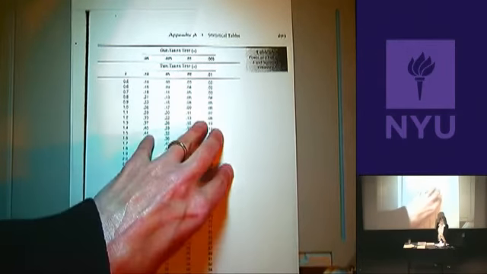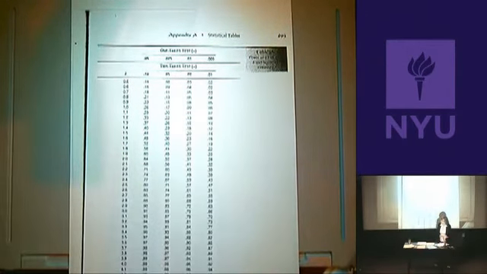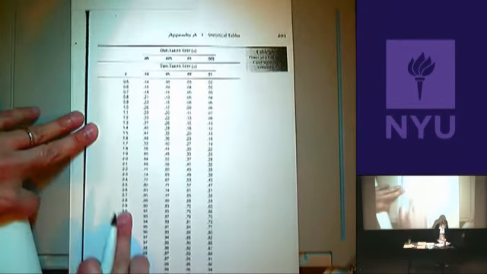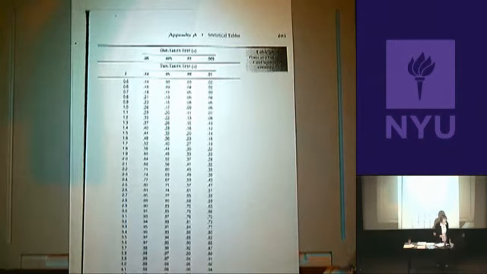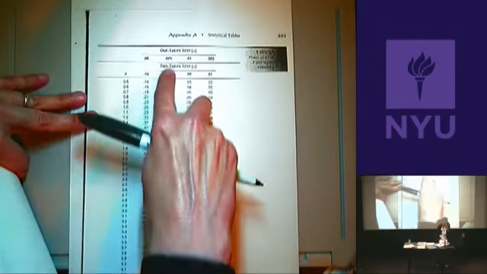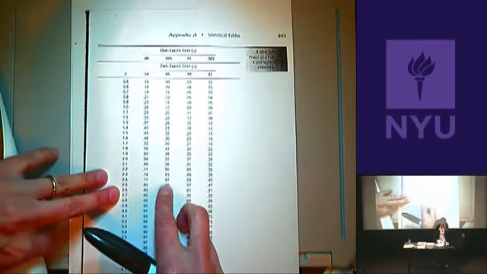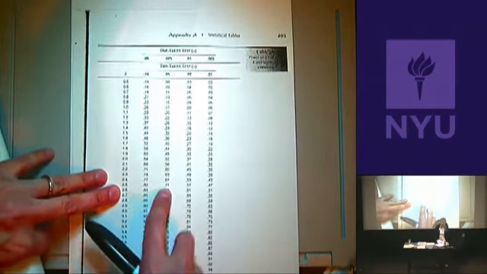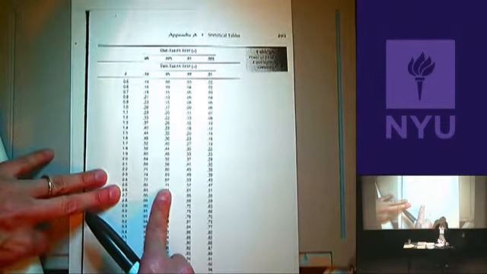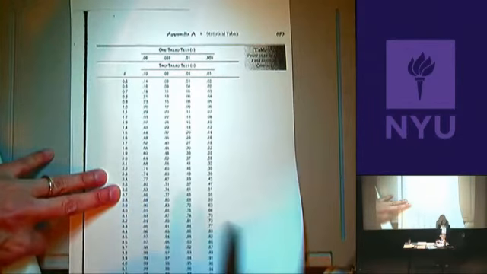What's in the body of the table? Power. So for a delta of 2.5, we would go down here. Let's assume alpha 0.05, two-tailed. That's typical of what we do. So we keep going down, and we see that power is 0.71. Doesn't get easier than that, right?